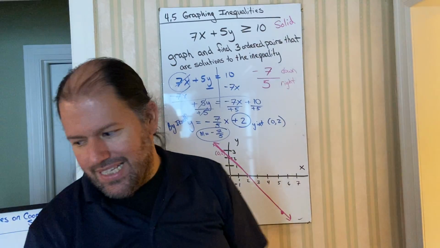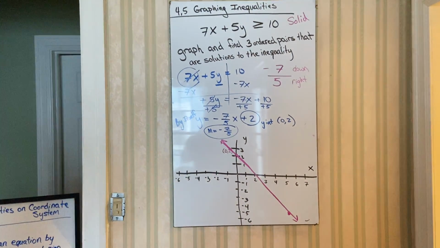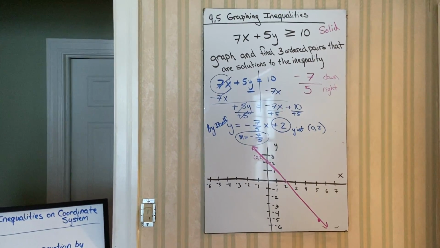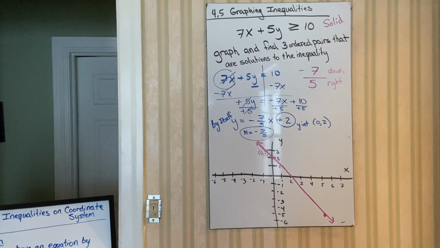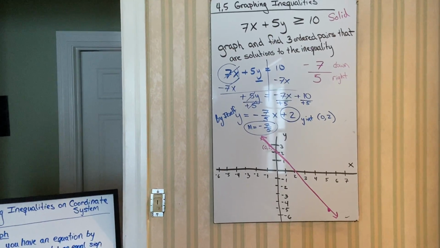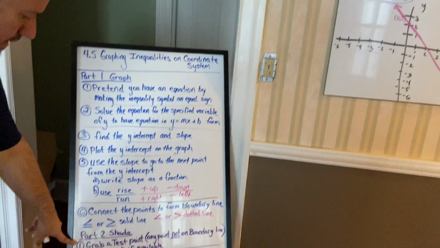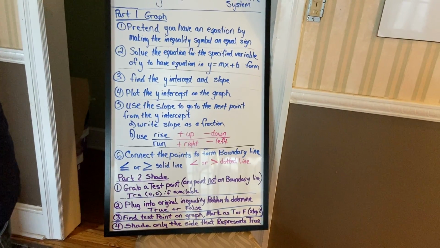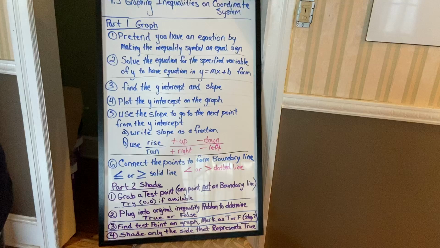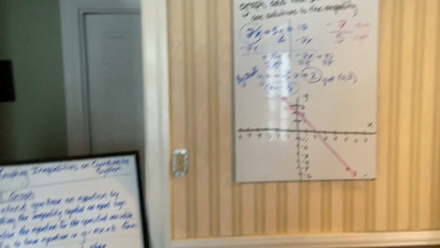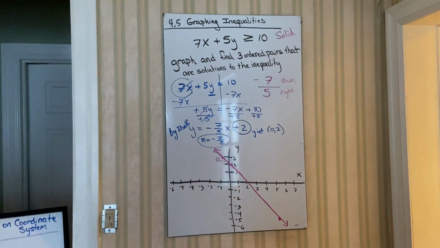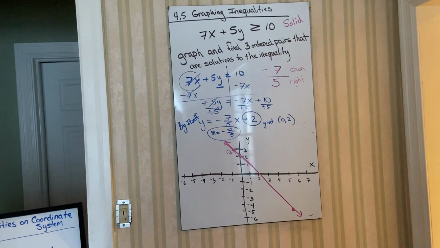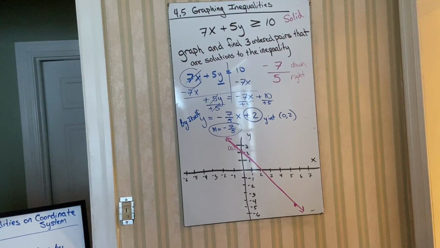So that pink line is your border. So we have to determine, do we shade above that hot pink line or below the pink line? Well, now that I'm in shading, it says grab a test point. You get to decide what test point you want to use. I like 0, 0 if it's available, because you saw how easy plugging in zeros are. 0 times anything, 0 added to anything is always the other guy. So it's so easy to use zeros.